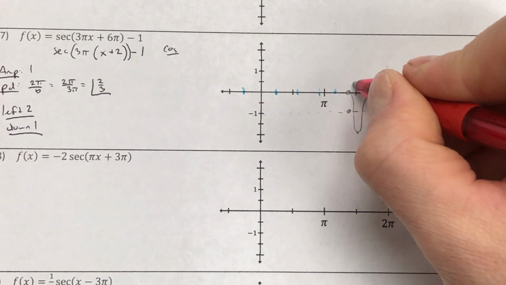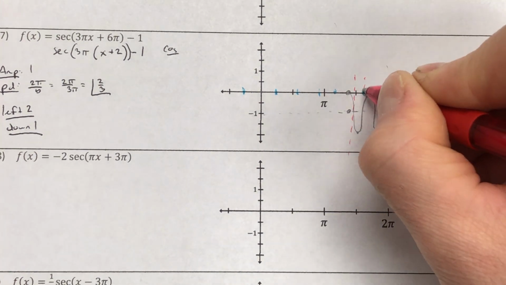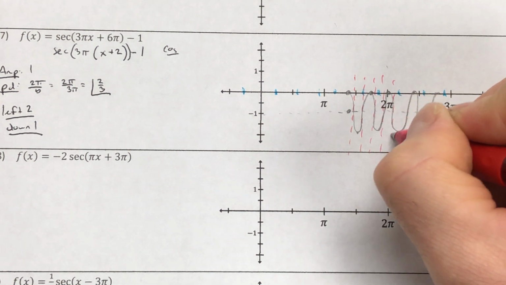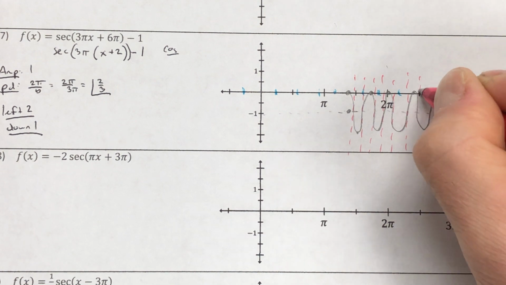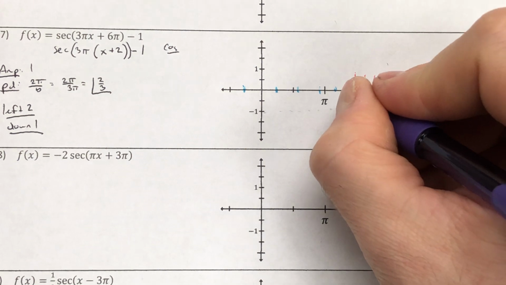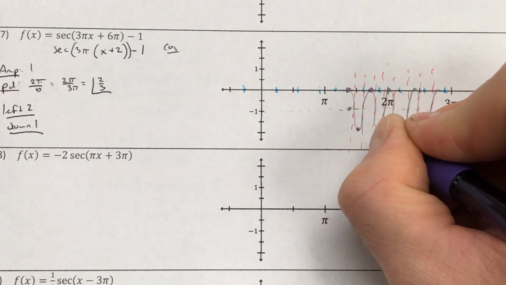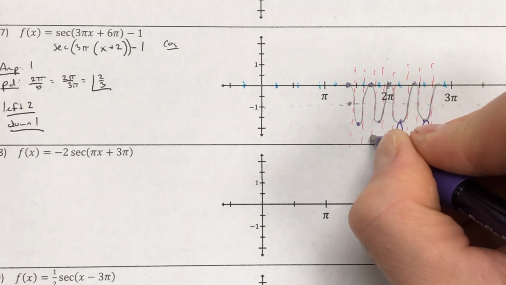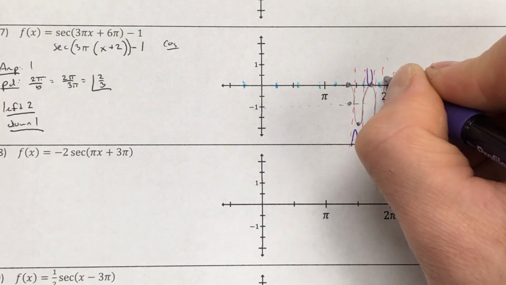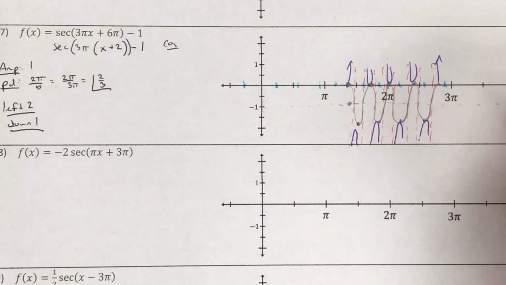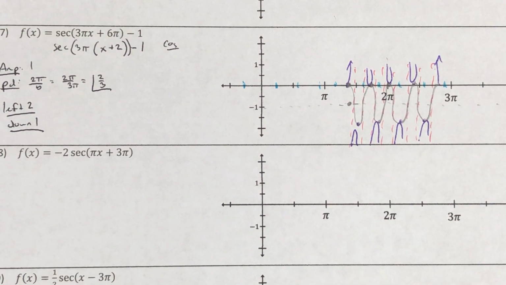Every time it touches the midline, I'm going to draw an asymptote through it. And this is why we're not drawing very many of them. At the max and at the min, plot some points. I'm going to curve, boom. We have ourselves a secant graph.